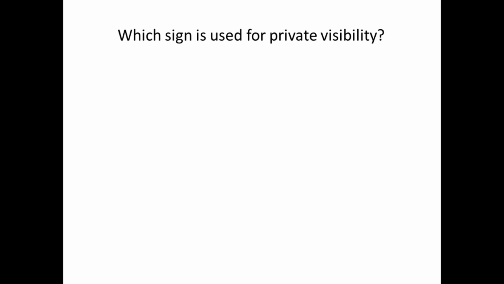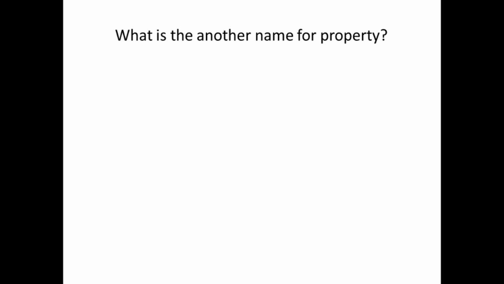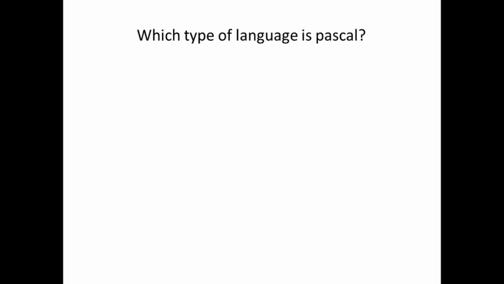Which sign is used for private visibility? Well, for private visibility, minus sign is used. What is the another name for property? Attribute. And which type of language is Pascal? Well, Pascal is very old language and it is procedural or structural type of language. And what is the another name for method? Well, it is behavior.